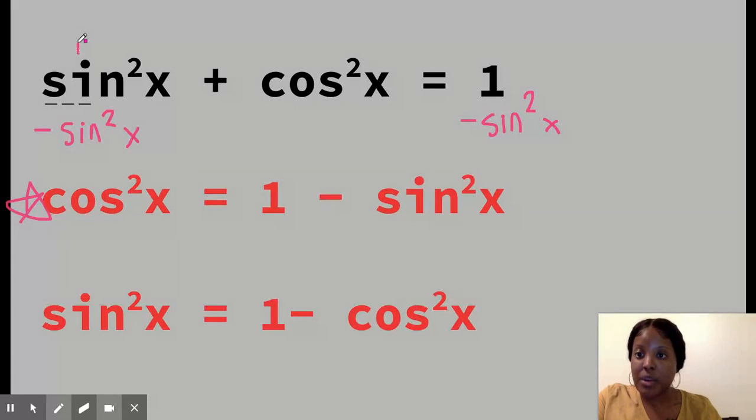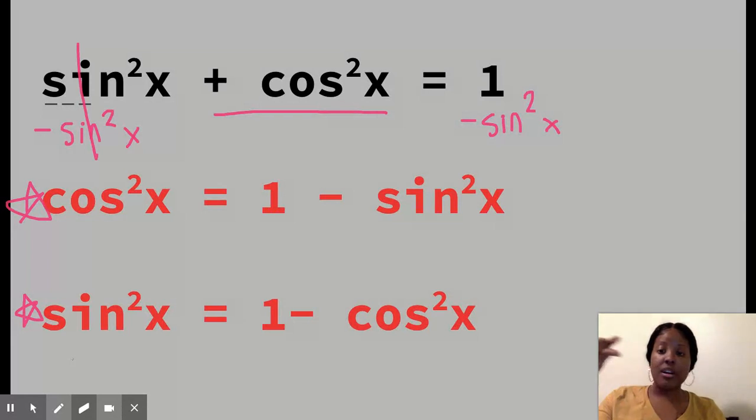Because these sine squared x's would cancel. These are not like terms over here. So I'd be left with cosine squared x is equal to 1 minus sine squared x. The same is true if I wanted to subtract cosine squared x from both sides. That would give me this third equation that's down here at the bottom. Sine squared x is equal to 1 minus cosine squared x.